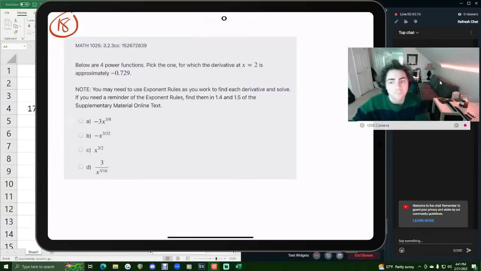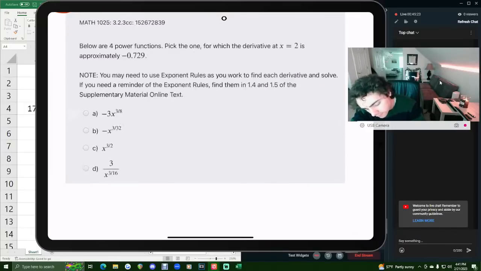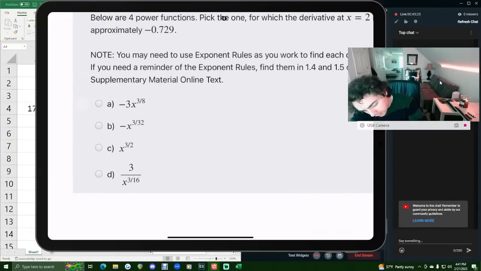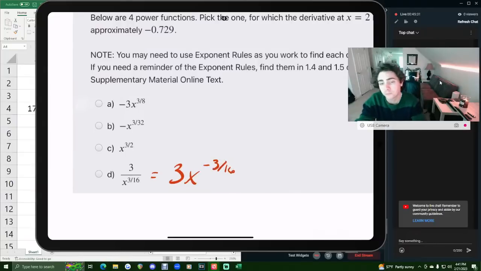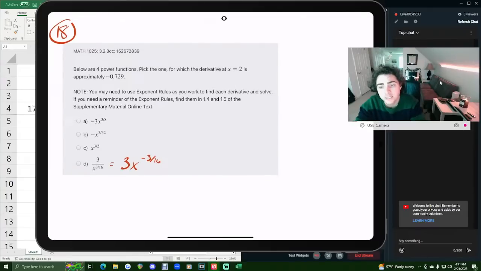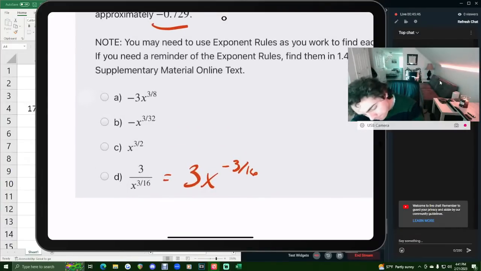So the idea, honestly, is we have to rewrite these functions if necessary. A lot of these we do not need to rewrite except for option D here. We rewrite it with negative exponents. And once we've rewritten all these functions, we need to take the derivative of all of them and then plug in 2 to all these derivatives and see which one equals negative 0.729. So let's give it a shot.